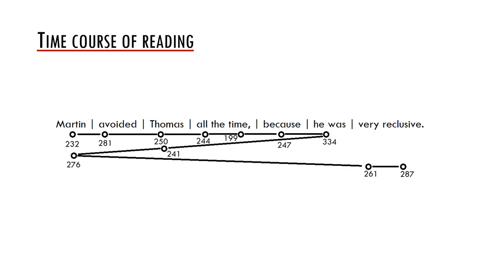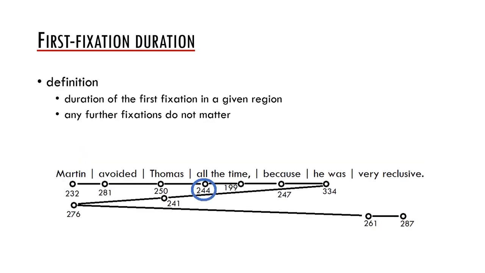The question is, how should we analyze this, especially if we would have 40 participants in the experiment and we would like to get overall results. A very frequent measure is the first fixation duration. This is the duration of the first fixation of a word or in a given region. Any further fixation does not matter.